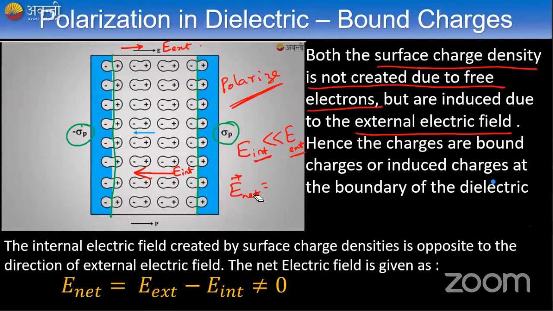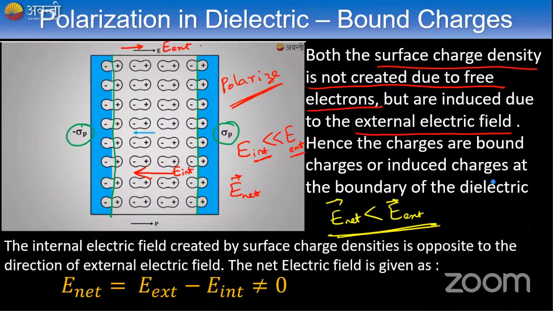Then what about my net electric field? My net electric field is given as E external minus E internal. This is not equal to 0. My E net will obviously be less than E external, because it is nothing but the difference between E external and E internal. Since my E external is the greatest among these, E external minus E internal is my E net. So my E net electric field will obviously be less than my external electric field inside a dielectric medium. Okay.